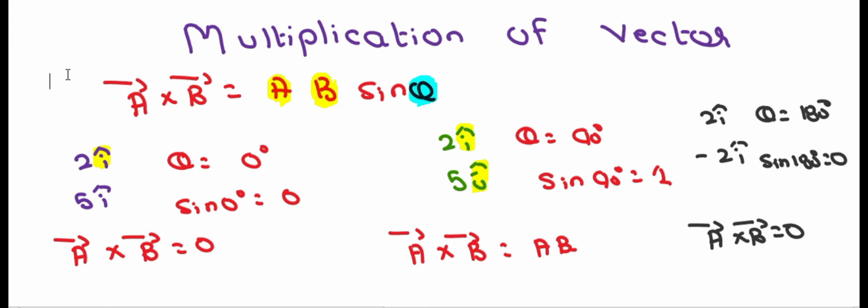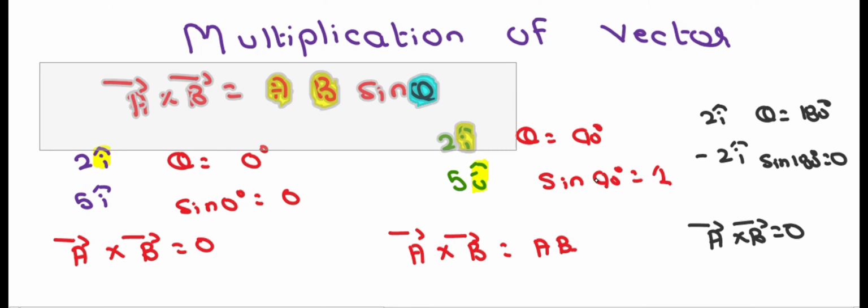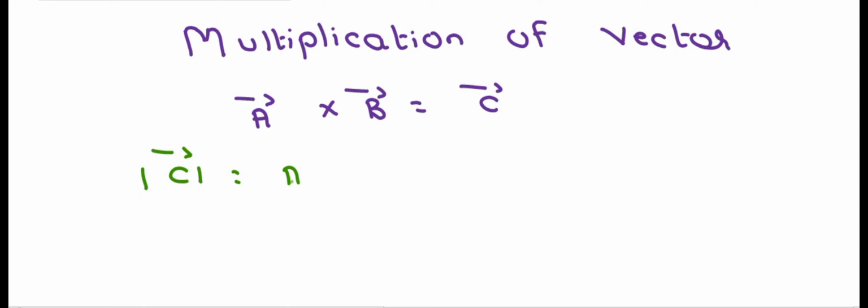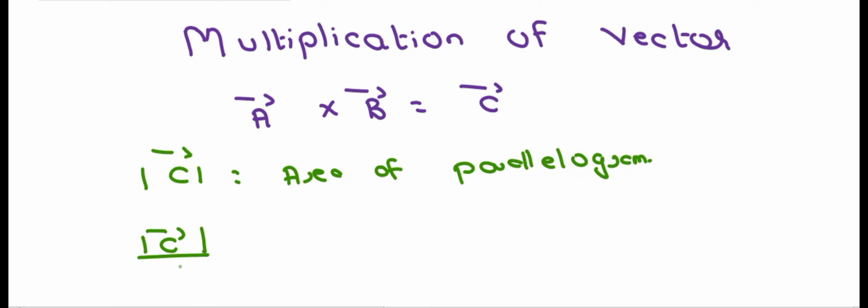Now, this is basically the magnitude of the cross product. An important point here is that if we multiply two vectors, a cross b, and get a c vector, then the magnitude of the c vector is the area of the parallelogram. Similarly, if we divide the magnitude of the c vector by 2, it gives us the area of the triangle.